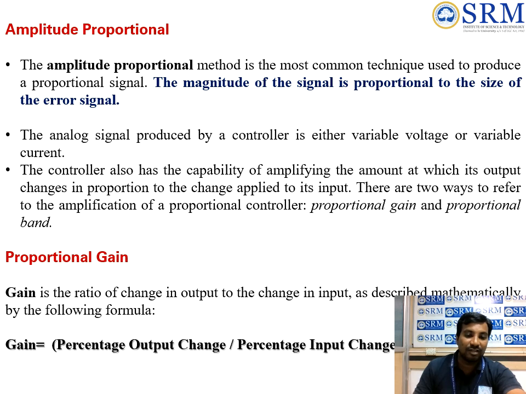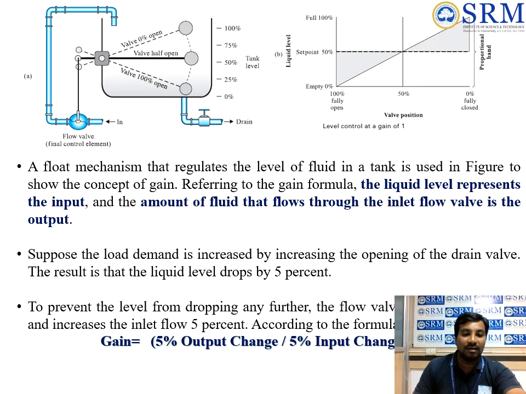It is nothing but the ratio of change in output voltage to the change in input, described mathematically by using the formula. The proportional band is something different that we'll see after looking into an example. The float mechanism that regulates the level of fluid in the tank is used in the figure to show the concept of the proportional gain. Referring to the gain formula, the liquid level represents the input and the amount of fluid that flows through the inlet flow valve is the output.